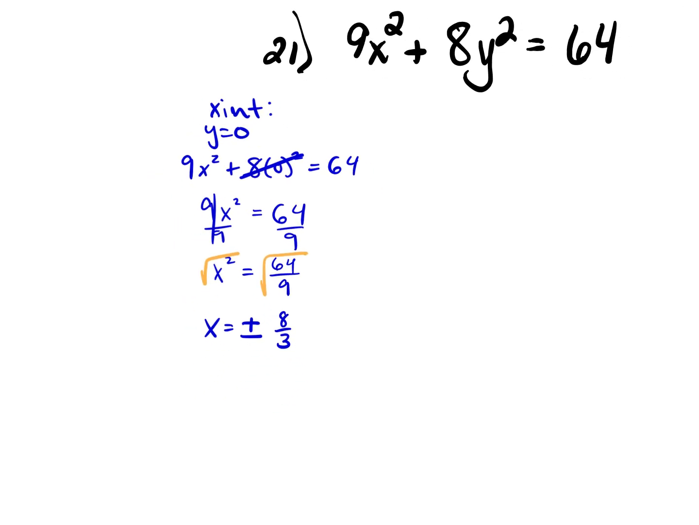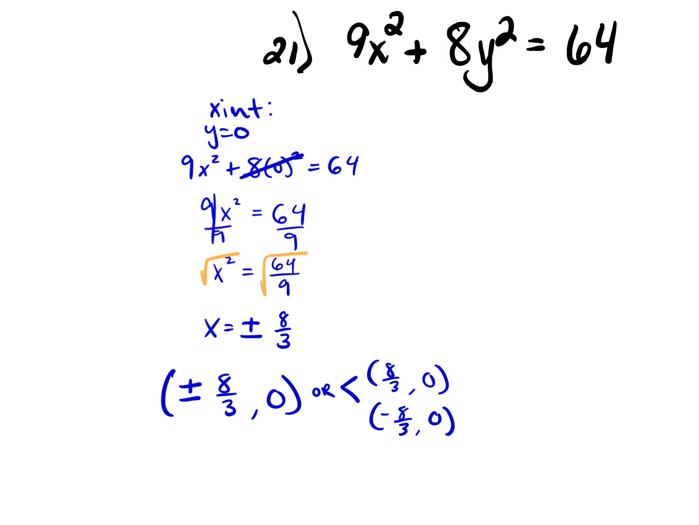So when we write our answer, if you want to leave it as plus or minus, you can. This is going to go in the x spot since it's an x-intercept, so plus or minus 8 over 3, comma 0. Or if you wanted to split it up, you could do that too. So you could say 8 over 3, comma 0, and negative 8 over 3, comma 0. Either way works, but if you want to leave it as plus or minus on the quiz, that's perfectly fine with me.